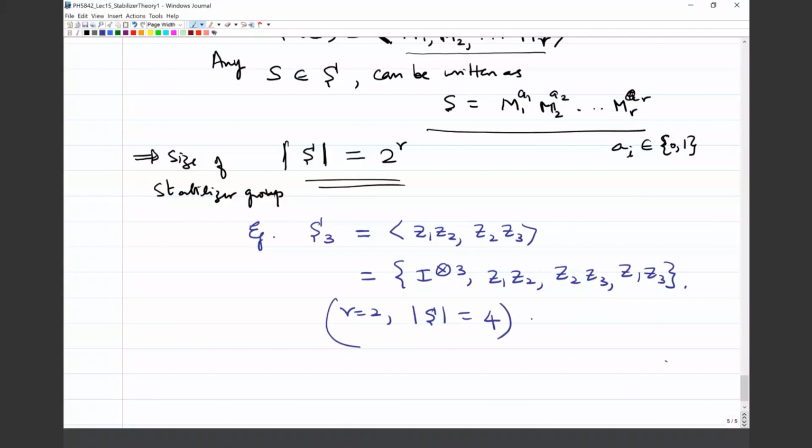Okay, let me stop here. And on Monday, we will take this discussion on stabilizers further and ask, can we now identify the error correcting properties of a code based on its stabilizers?